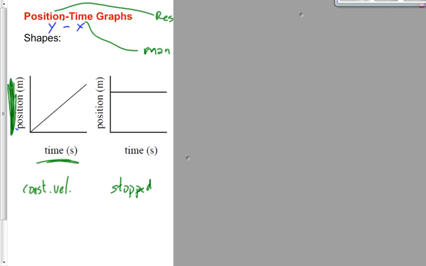You could say it's stopped, or you could say it's a constant velocity of 0, or just not moving, anything like that, right? Look at it. The position isn't changing. If this is position Red Deer, and this is position Red Deer, and this is position Red Deer, and this is position Red Deer, because it hasn't changed, well, then your velocity is 0. You're stopped in Red Deer.